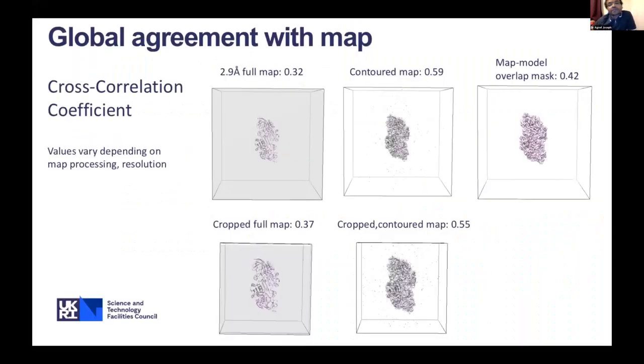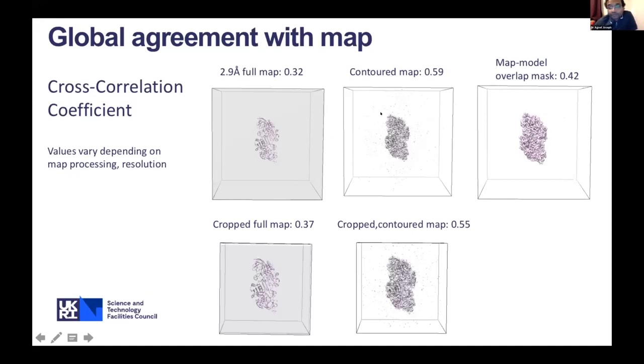There are several metrics used in the cryo-EM area for estimating fitness to the map. The most widely used metric is the cross-correlation coefficient. As you expect, if you get higher values, it means better fit to data. But the absolute value of cross-correlation by itself can be a bit ambiguous, in the sense that in the example that I show here, it's the same model with the map, and the map is processed differently in different panels of the figure here.